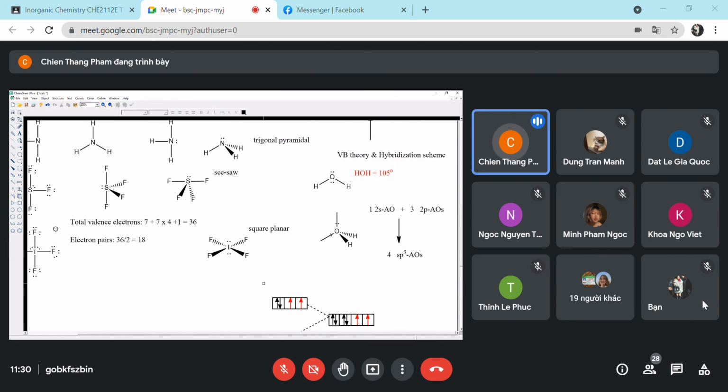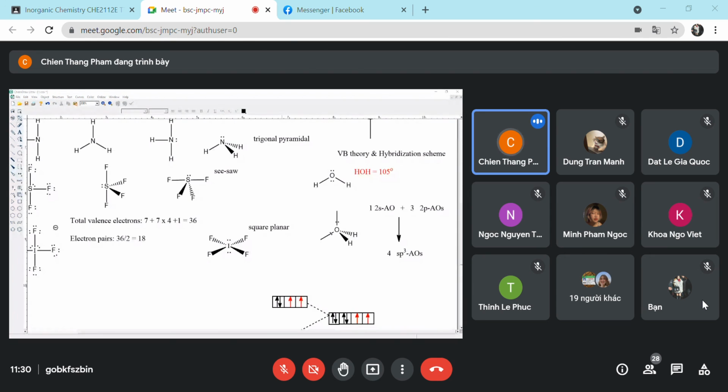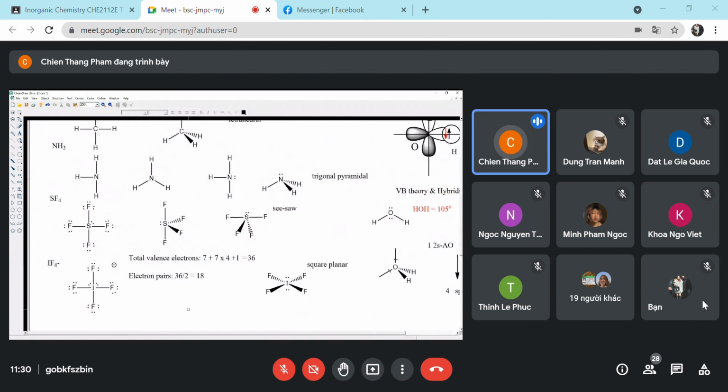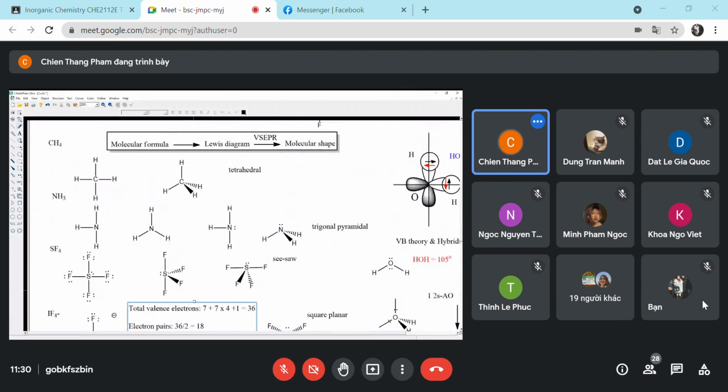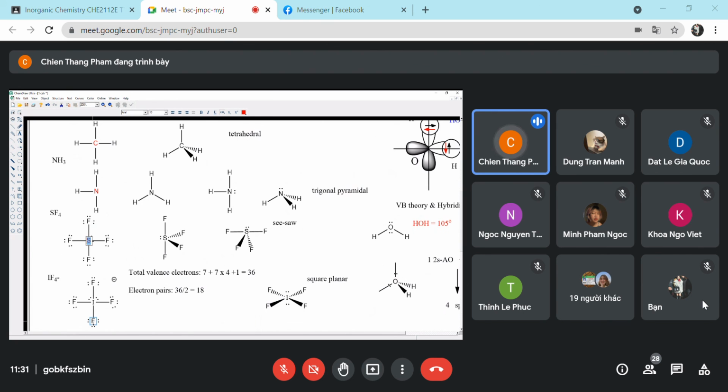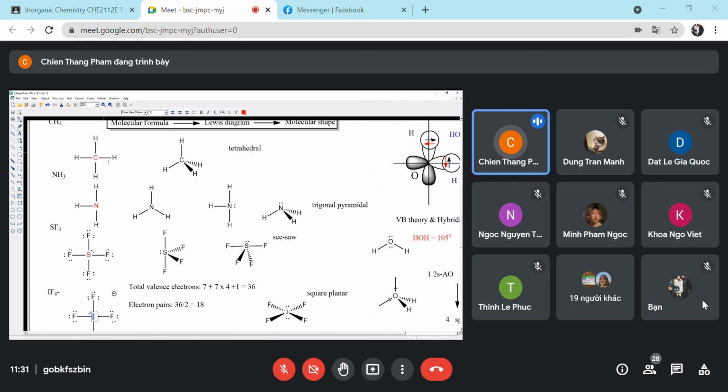Now we can come back to the example for the molecular shape. Maybe you can determine the hybridization scheme for the central atom here. For example, the carbon, the nitrogen, the sulfur, and also the iodine. What is the hybridization scheme for the central atom in red here?